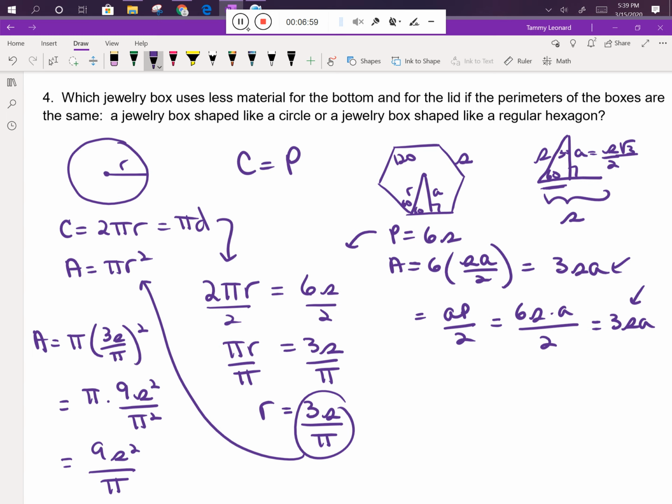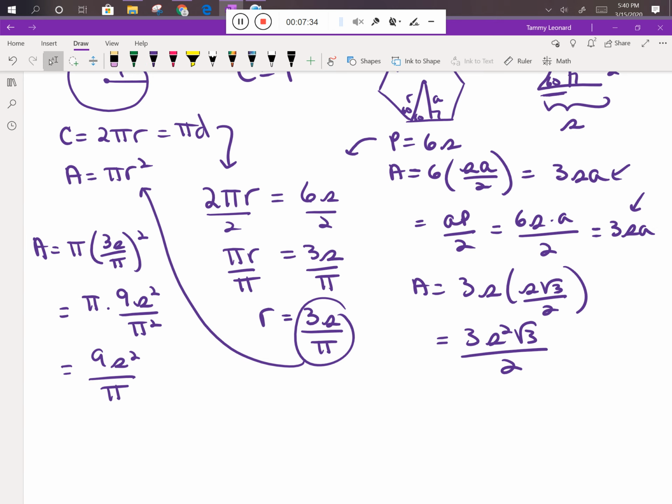So notice we've taken this myriad of variables and boiled it down to just using the length of the side of the hexagon as our only variable. So I'm going to come into this area equals 3 times the side times a, and instead of writing a, I'm going to have s root 3 over 2. So I've got to multiply that rational expression times this monomial. So I've got 3s squared root 3 all over 2. That's a little bit of an awkward way to write that, but I'm down to something I can compare.